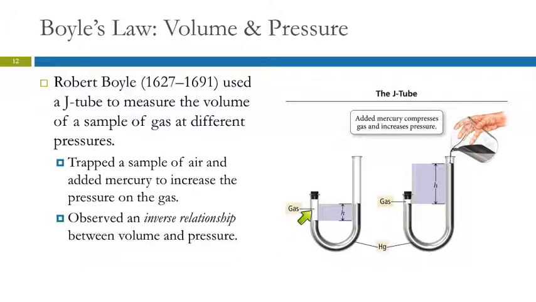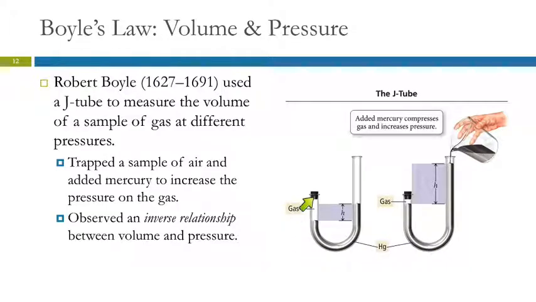So he took a J-shaped tube and put some mercury in it. And now he's got a stopper here, and there's some gas trapped in here. Is the gas in here at a higher pressure or a lower pressure than the atmosphere? It's higher because it's pushing the mercury down. The atmosphere is pushing down this way, and this gas is pushing down that way, and the gas is winning.